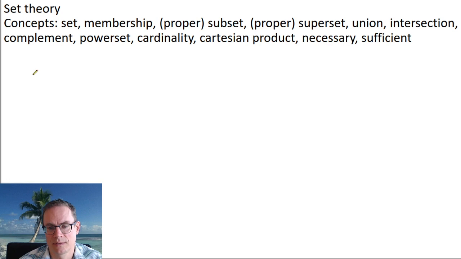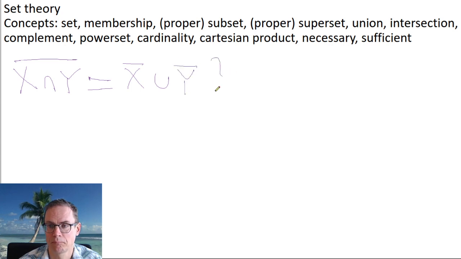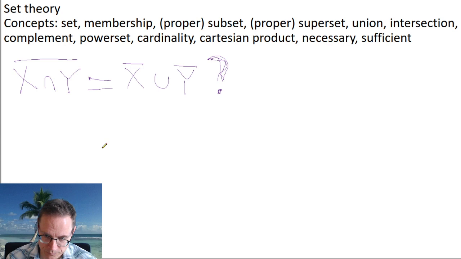We also saw some questions like, suppose we take the intersection of X and Y, take the complement of that. Is that the same as the complement of X union the complement of Y? Well, with questions like this, it's usually useful to draw Venn diagrams. And we know what they look like.